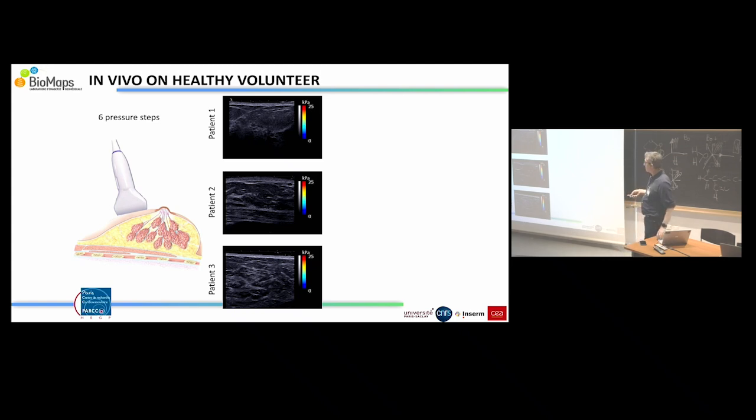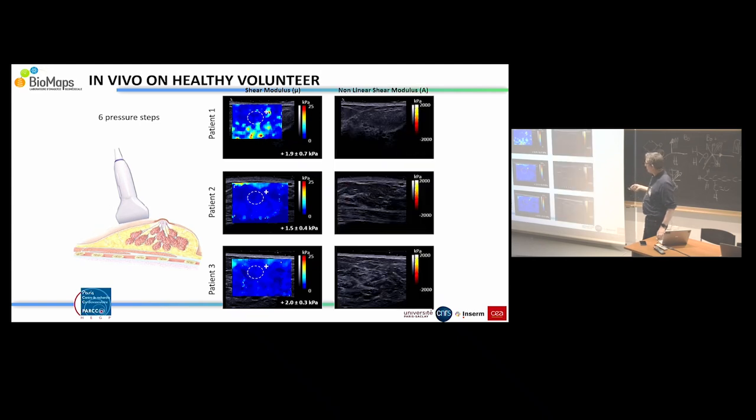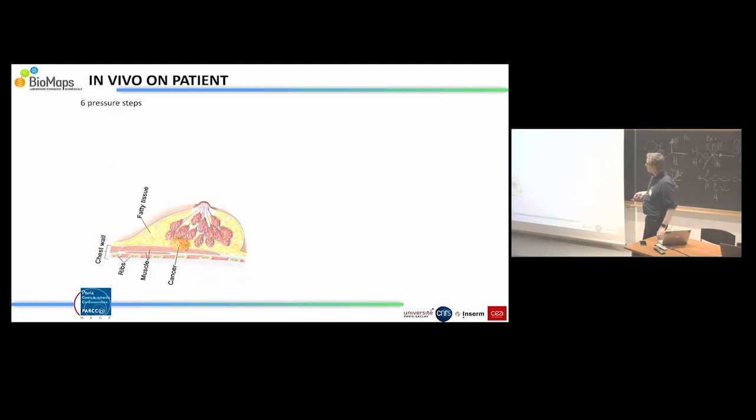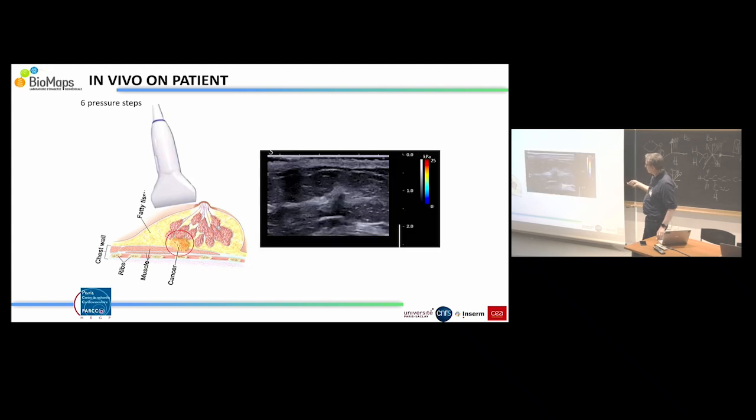In the breast, you apply some compression, 6 pressure steps. It's between 5 millimeters and 1 centimeter of compression, so it's not big. So you can get the shear modulus map, and after compression, you can get the nonlinear map. And if we do that on a patient with a cancer, you have a cancer here inside. You see here on the B-mode, this is this small area.